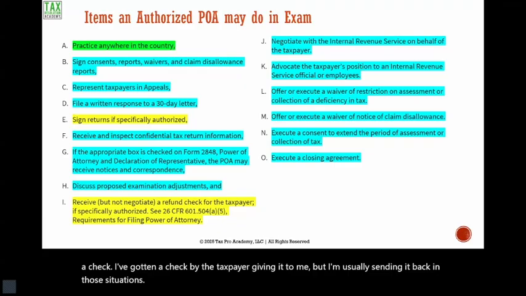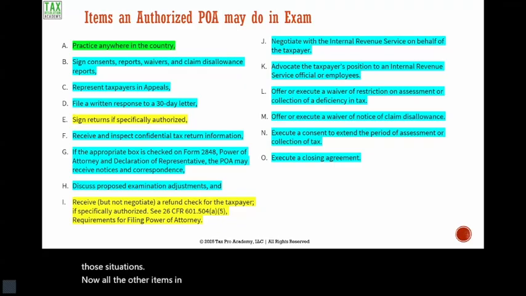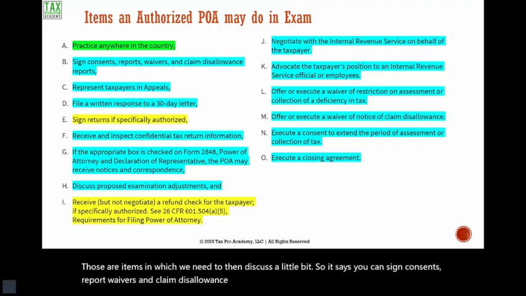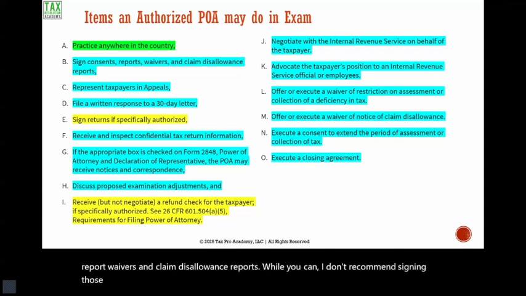Now, all the other items in blue are items that we need to discuss a little bit. It says you can sign consents, report waivers, and claim disallowance reports. While you can, I don't recommend signing those. Now, you can represent in appeals, and I recommend that you sign letters and documents that get you to appeals.